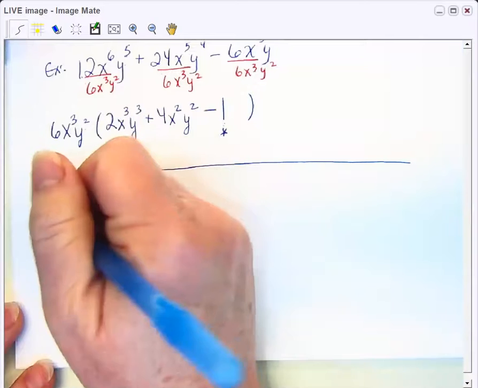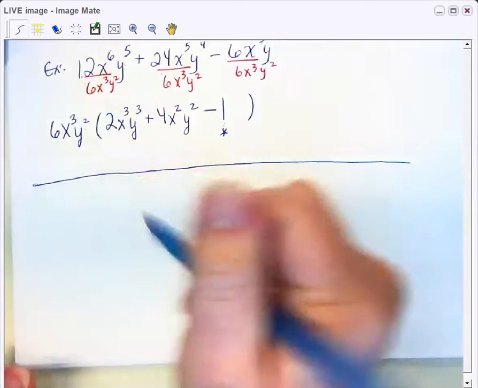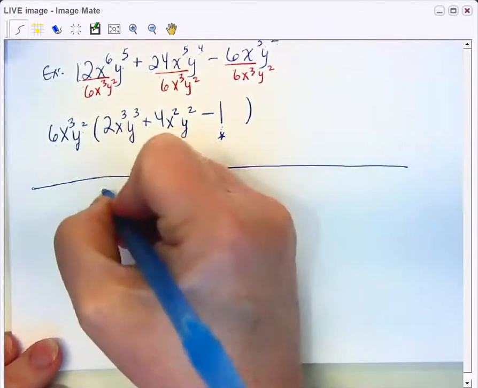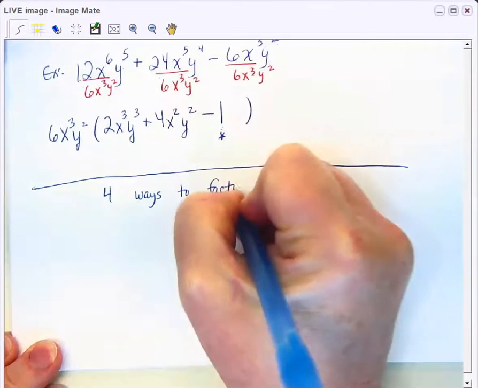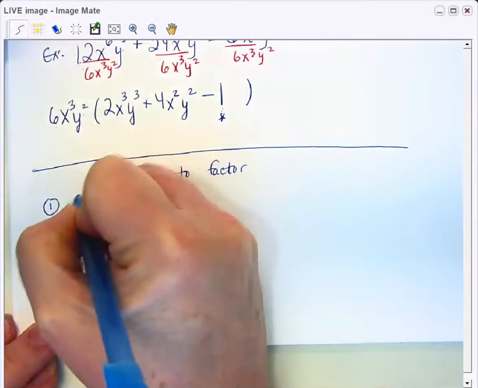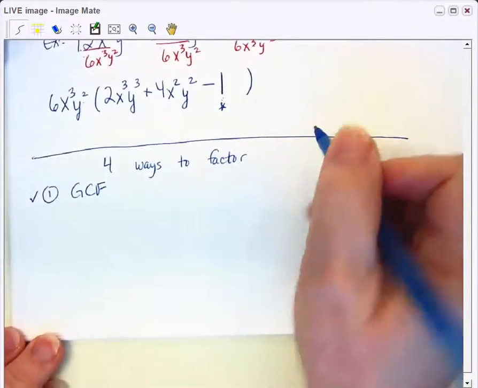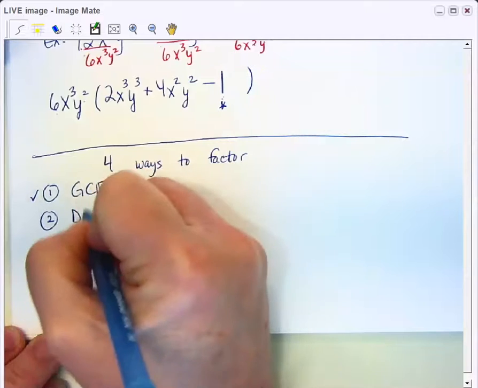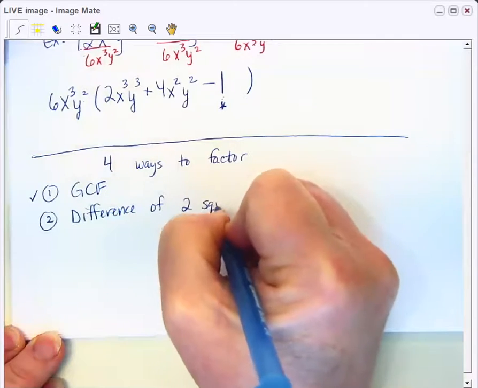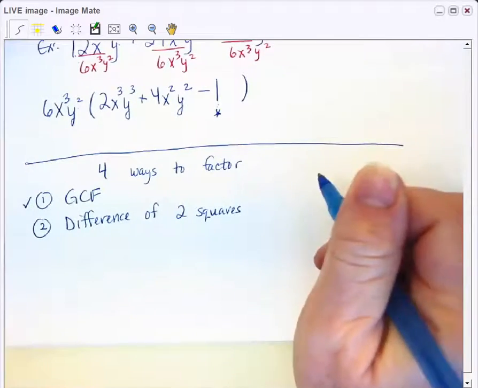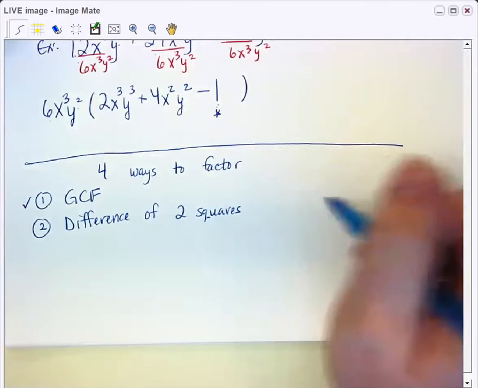Second, there's like 4 or 5 ways to factor. Ways to factor. Okay. The first one was the GCF that we just looked at. So we did that one. Check. Second way is difference of two squares. It's actually two perfect squares, but squares are squares. Now we're gonna look at that one.